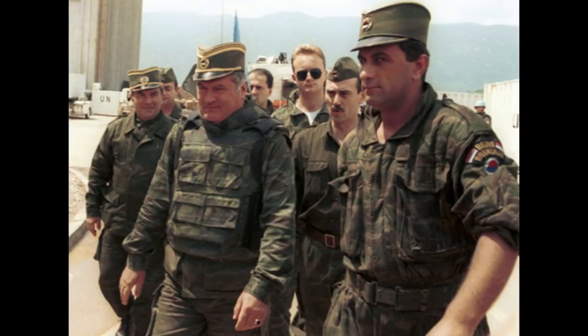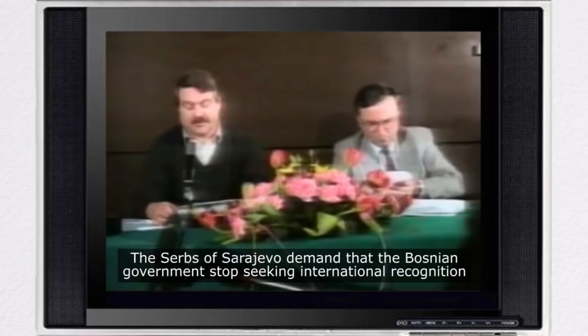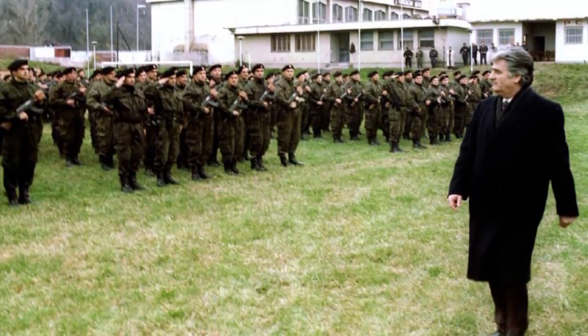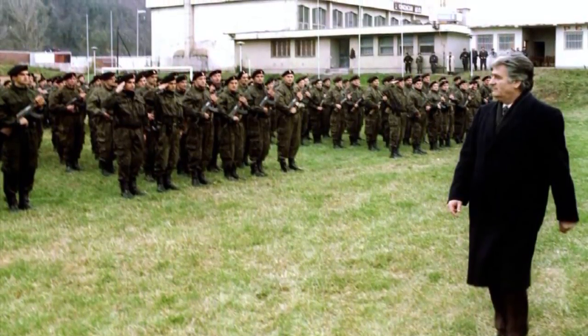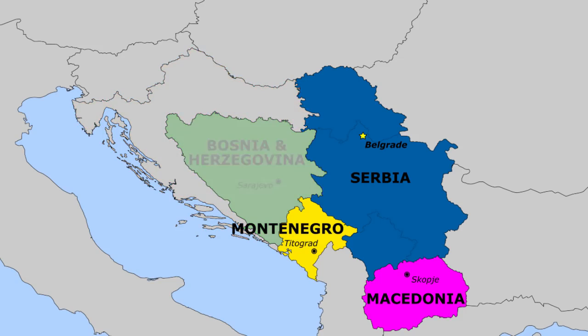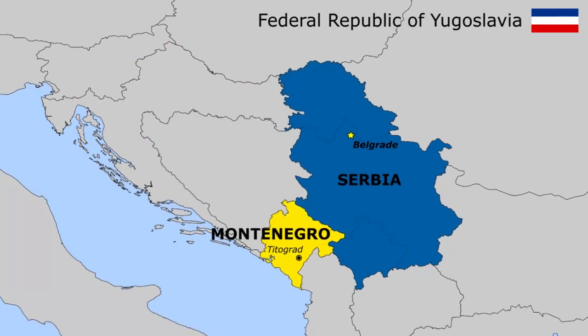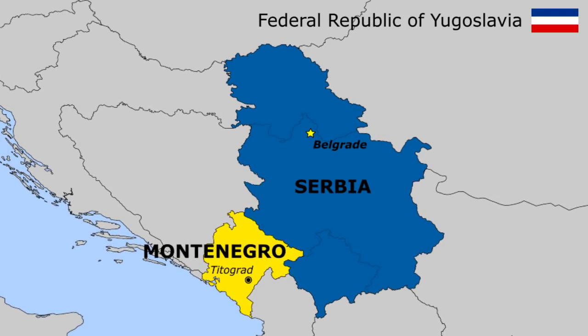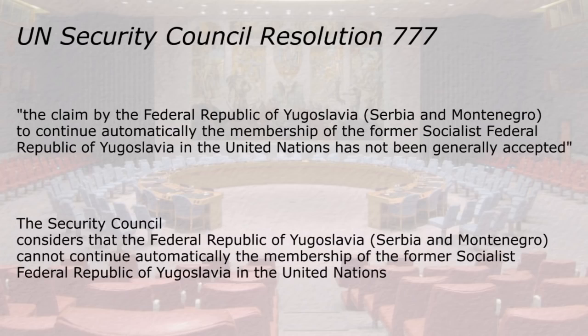Demands were made that Bosnia and Herzegovina stop seeking international recognition. Serbs in Bosnia had declared their own independent republic, the Republika Srpska. All Bosnian Serbs within the Yugoslav army were transferred to the Bosnian Serb army. On the 27th of April 1992, the Socialist Federal Republic of Yugoslavia officially came to an end as a new constitution was adopted with the proclamation of the Federal Republic of Yugoslavia, consisting of just 2 of the 6 republics, Serbia and Montenegro. The United Nations denied the request to automatically continue membership as Yugoslavia.